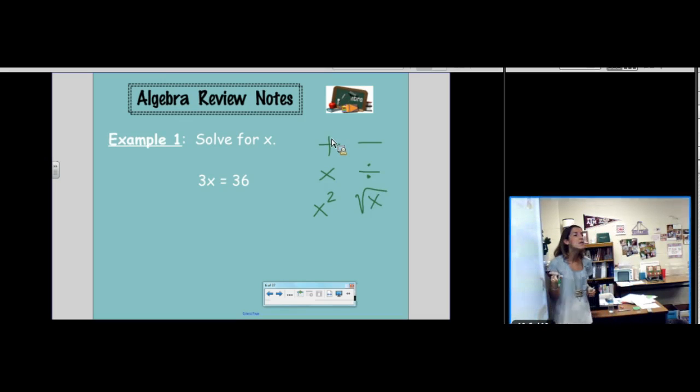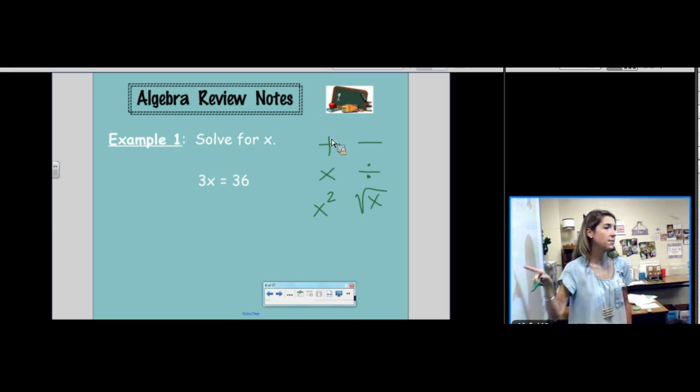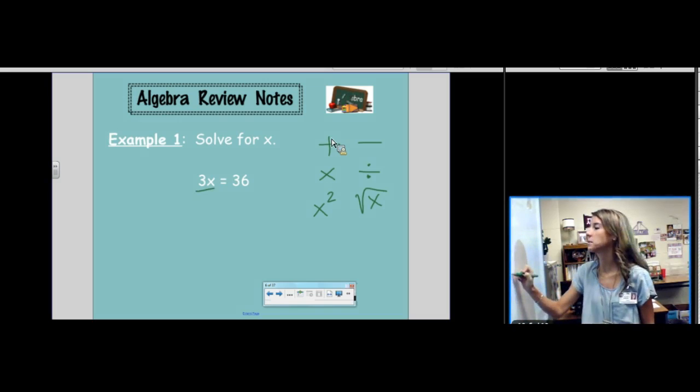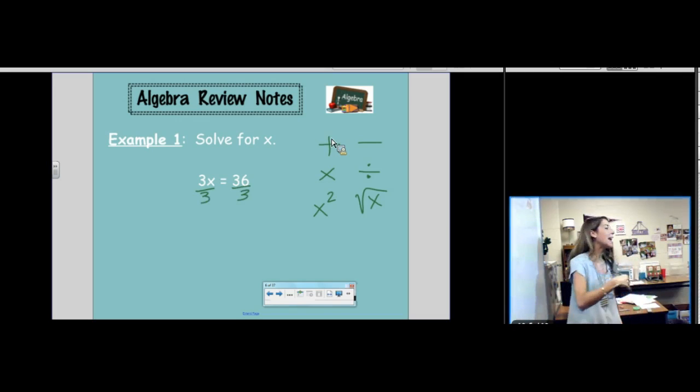These are called inverse operations. Not that you need to know that, but these undo each other. They cancel each other out. So right now, what is being done to x? Which one of these operators? It says 3 times x. What is the opposite of multiplication? Division. So you're like, we already knew how to do this, but I'm just laying the groundwork, okay? Do this with me.